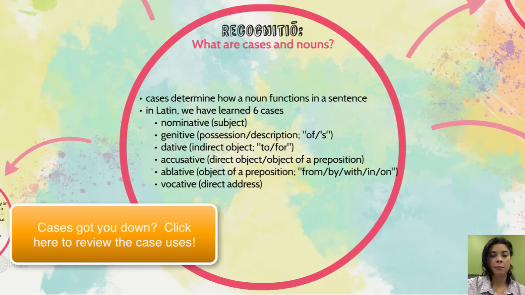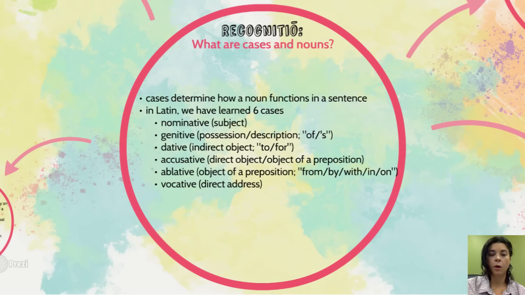The ablative, ablativus, the object of a preposition as well, typically exemplified by the 5 major prepositions in English, from, by, with, in, and on. And then vocative, or vocativus, the direct address.